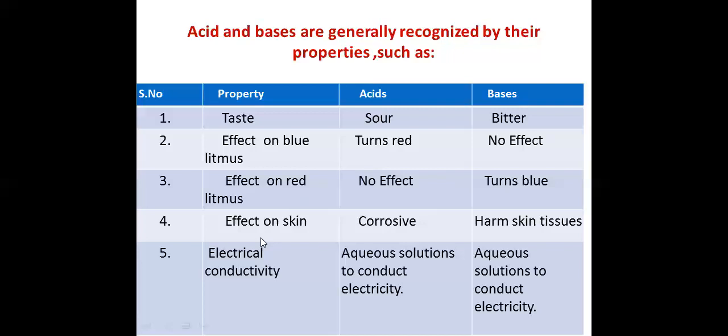Effect on skin. Both acids and bases are harmful for the skin. They harm skin tissues and they cause corrosion, or they are corrosive in nature. Both acids and bases, in their aqueous solution, are good conductors of electricity. Aqueous, as I told you, comes from aqua, meaning water, so an aqueous solution means a solution made in water.